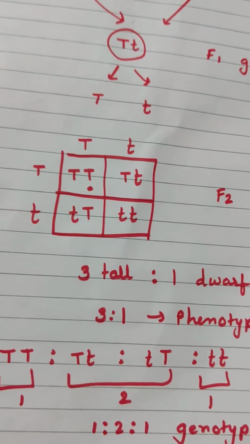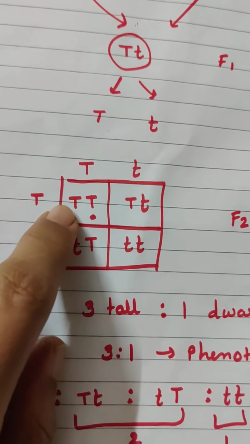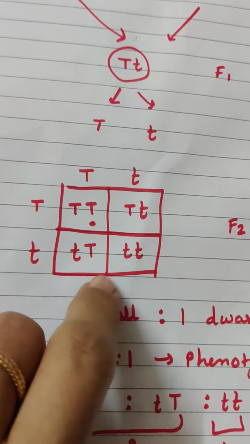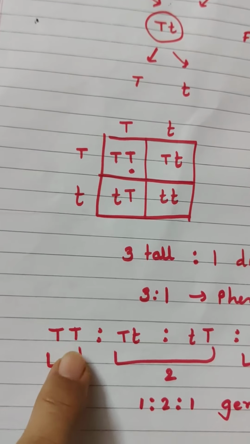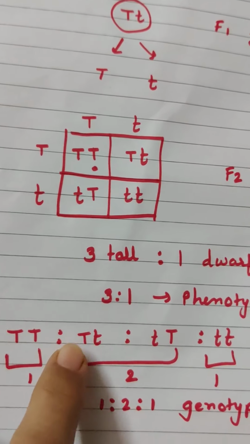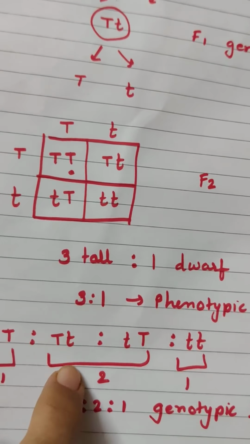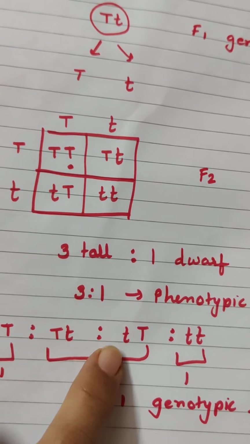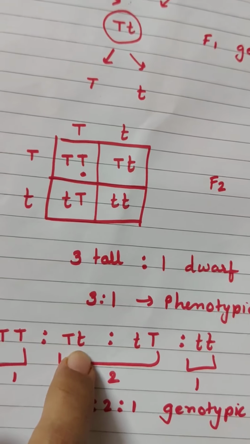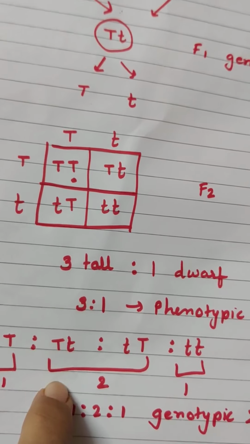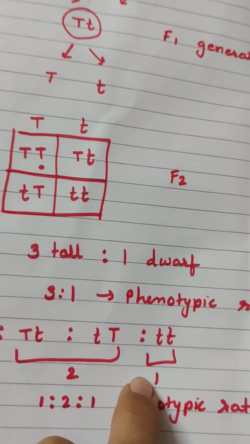What is genotypic ratio? When you look at its genotype, genotype means what it is made up of, dominant or recessive. What kind of combinations? This is both dominant, so here I have written both dominant. So one is pure tall. Two have one dominant, one recessive, so two are impure tall. Physically they are tall only because dominant characteristic is there, but they have one capital T, one small t. One is pure dwarf because both are small t, and that is dwarf.